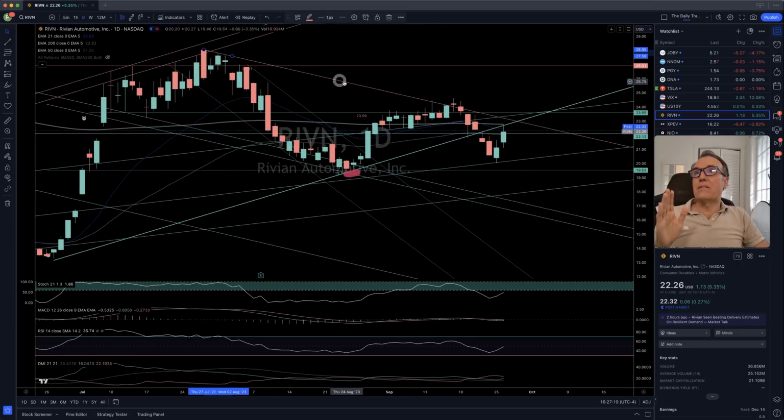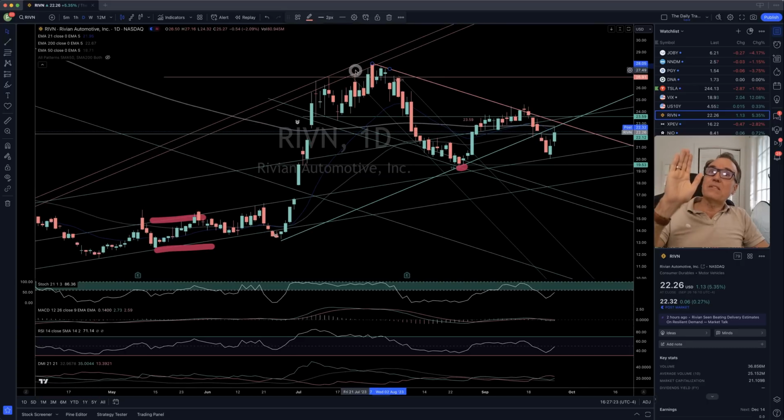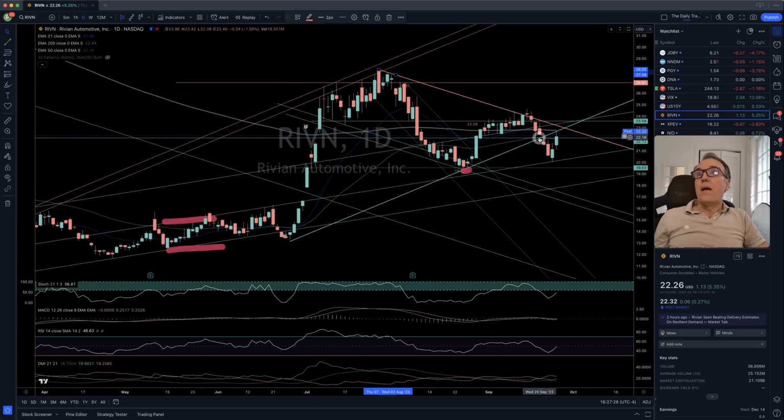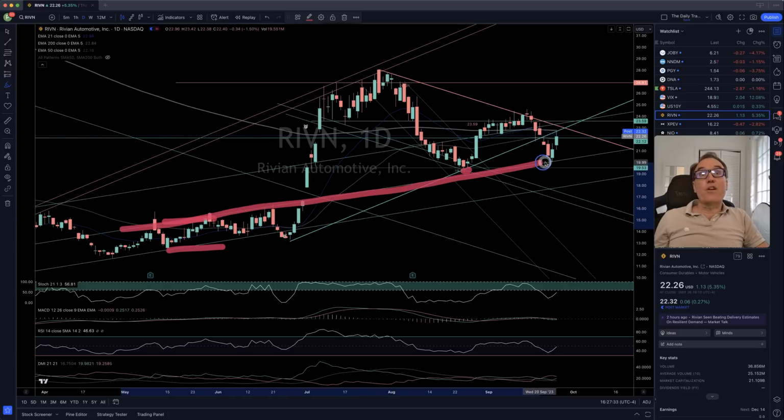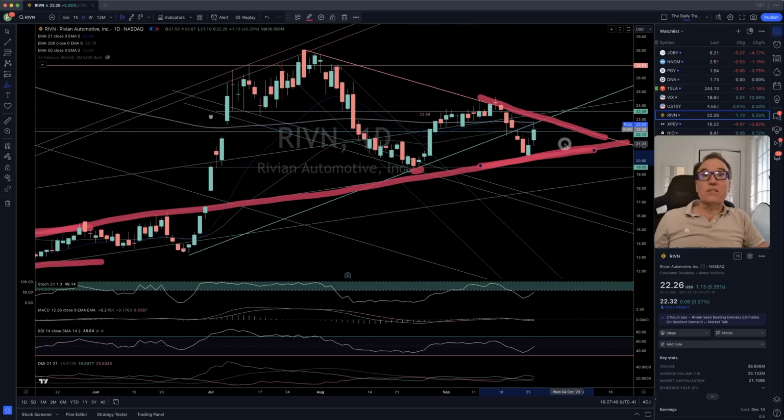We have this downward resistance right here. I'm going to make it a little bit thicker. We have this downward resistance, part of this downward channel. And we are also bouncing right here on this other channel. And the stock is getting stuck. It's getting stuck, and it's going to have to move through all of these red resistances.